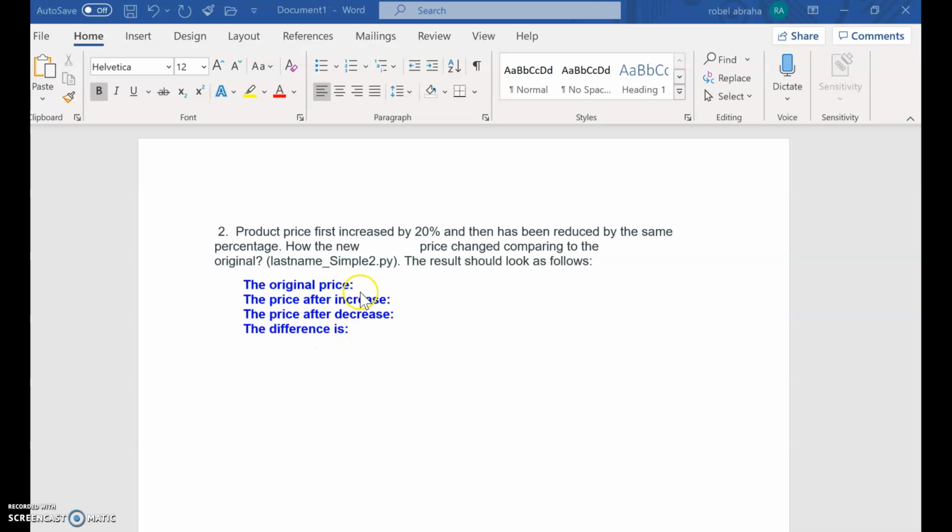The original price here is 100. Now we are going to find the price after an increase by 20%, and the price after a decrease by 20% of the increased price, and also the difference from the original price and the price after the decrease. So let's start our code.